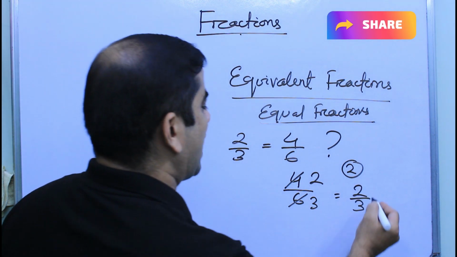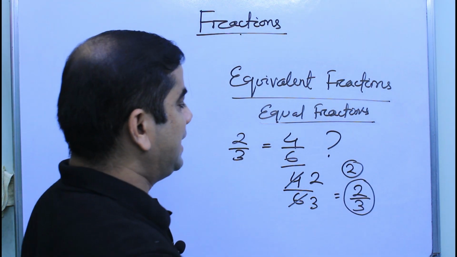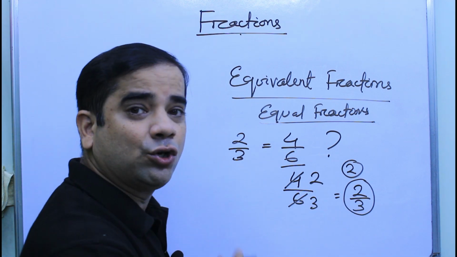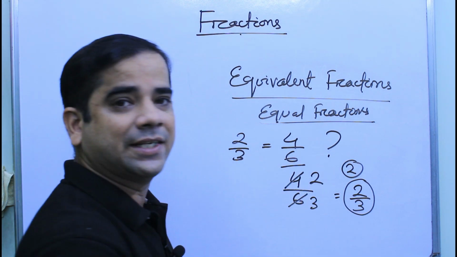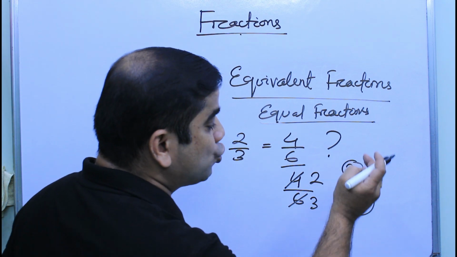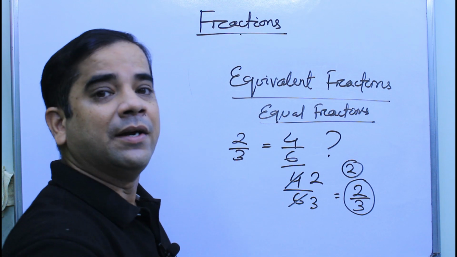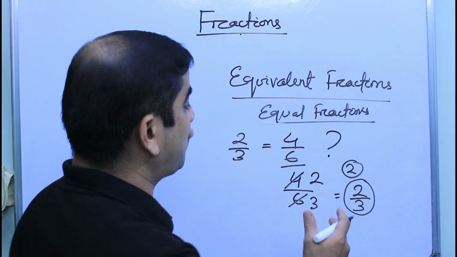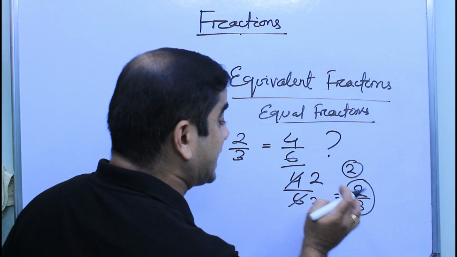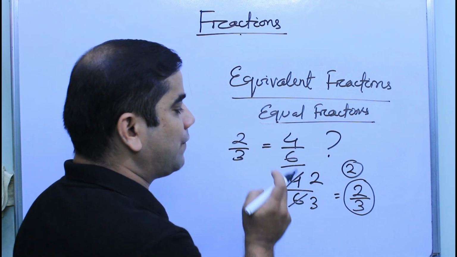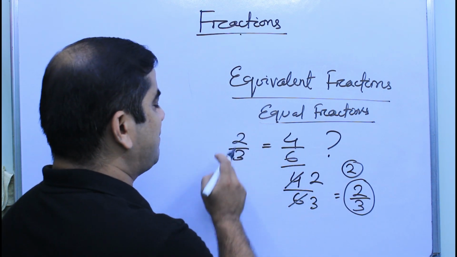So see, we have got the same fraction. In this case, 2 by 3 is called the reduced form of the fraction 4 by 6. We cannot reduce 2 by 3 more because they are now prime numbers. We cannot go for further division. So it is the reduced form of the fraction 4 by 6, which gives us the same value.